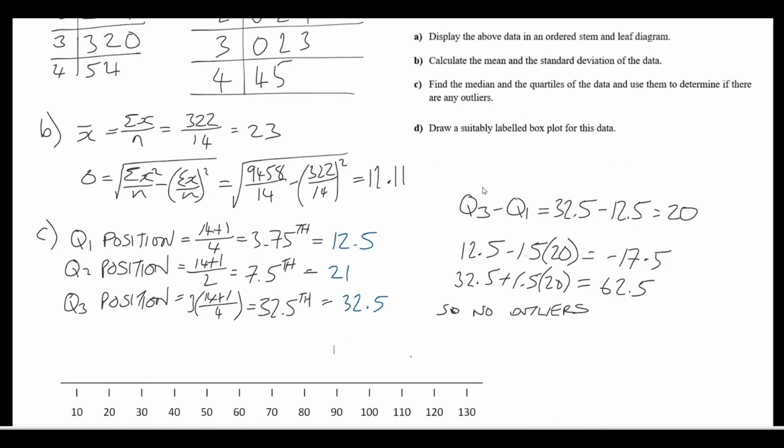In the last part, we've been asked to draw a suitably labelled box plot for this data. So we just need to get on the lower quartile, 12.5, the median, which is 21, and the upper quartile, which is 32.5. There's no outliers, so we don't need any asterisks or squares, but we do need to mark off the lowest value. The lowest value in this case is 4, and the highest value is 45. So here's the box plot, accurately labeled.